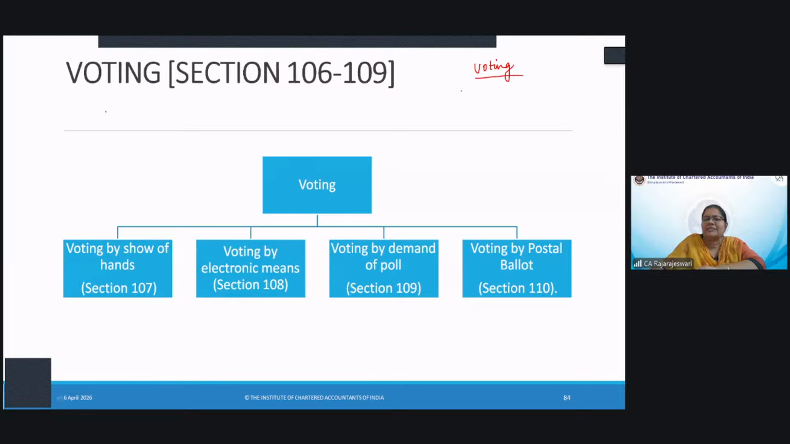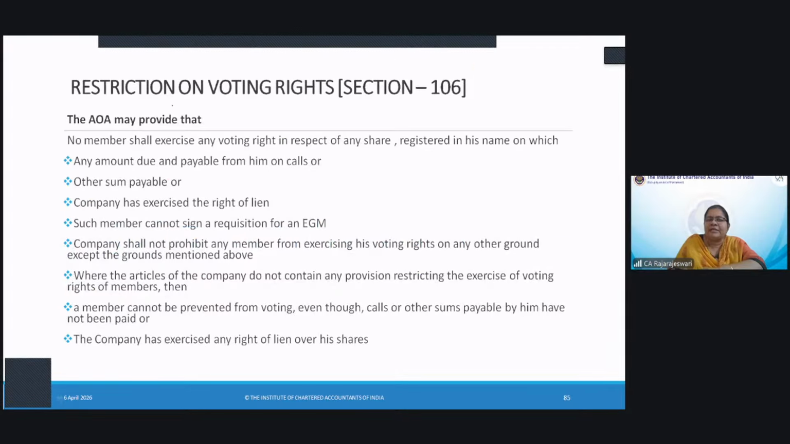There are various methods of taking the vote. One is by show of hands. Like this, the members show their hands, and using that they will count if it is a simple thing. Or they can go by electronic means, or they can ask for a poll and then take the poll and count the votes. Or some transactions should be done only by postal ballot. So we will be learning in detail first how the voting process is done in any company.